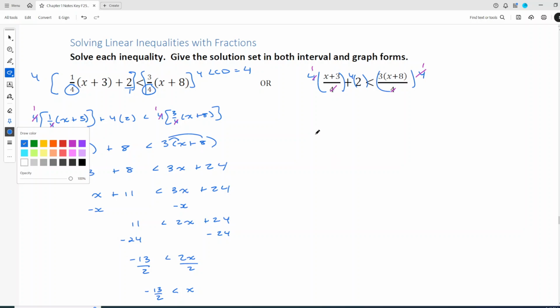How do I display my answer? Well, this is my solution set. My solution set is that x is greater than negative 13 halves. So that's the only downside of putting your x's on the right, is that you have to read this as x is greater than negative 13 halves.